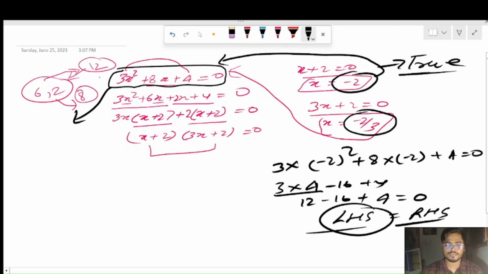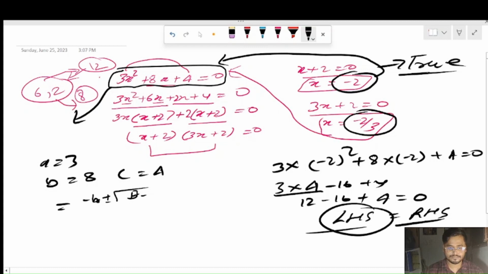Here, what is the value of a? a is equal to 3, b is equal to 8, and c is equal to 4. Now put these values in our formula. What is the formula? Minus b plus or minus the square root of b square minus 4ac, whole upon 2a.